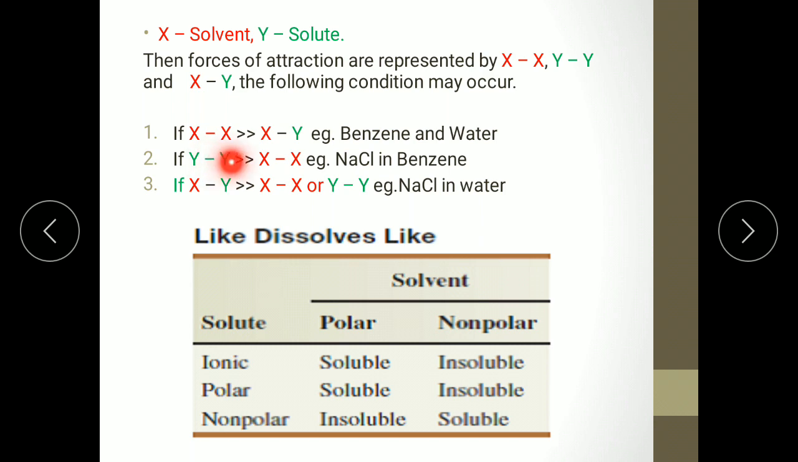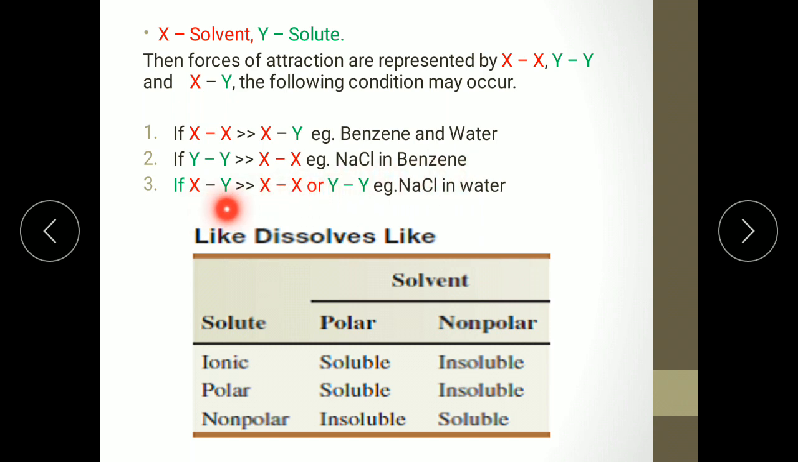In the second case, the bonding of solute itself is greater than that of solvent, XX. Example is sodium chloride in benzene. The bonds of the sodium chloride solute itself are greater than those of the benzene solvent. That's why sodium chloride will not dissolve in benzene.